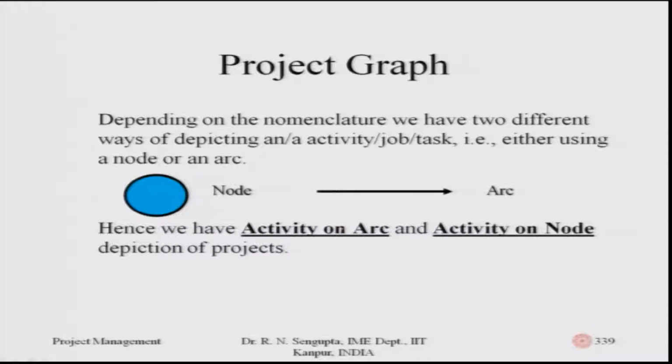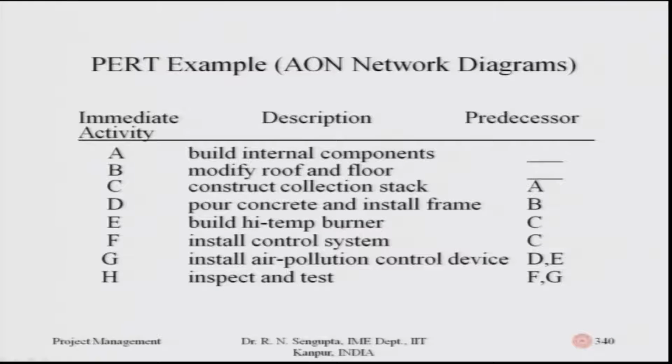If you have gone through the other slides, I have been mentioning it time and again: the activity on arc and activity on node concepts, which are AOA and AON. Here the node is shown as a blue circle, and the arc is the black arrow. Now, consider the PERT concept, with another simple example based on an activity on node network diagram.